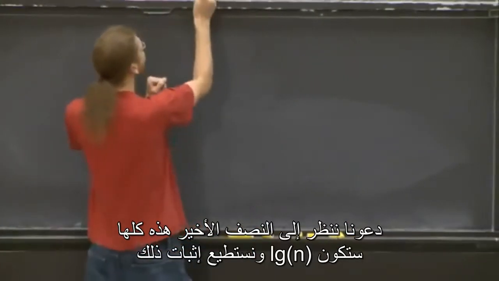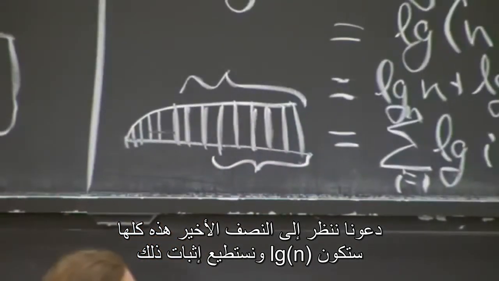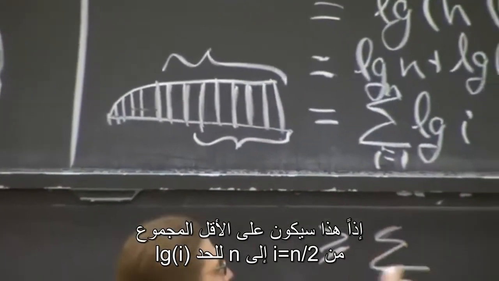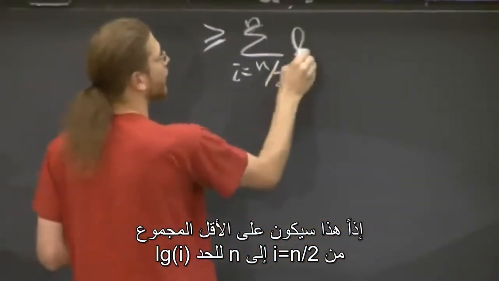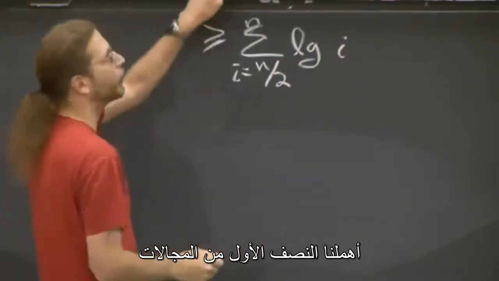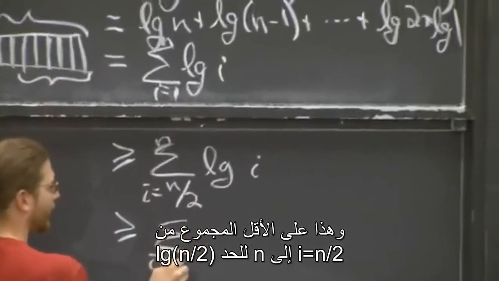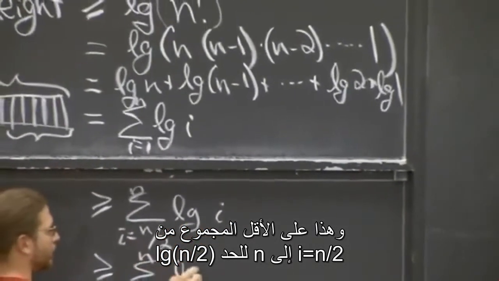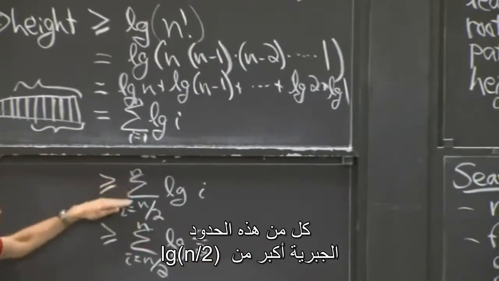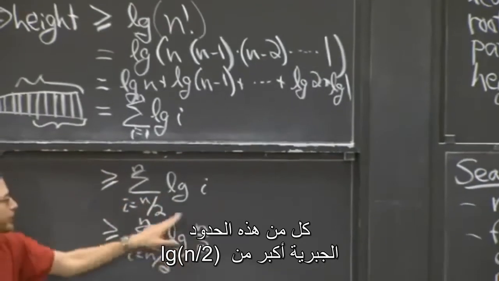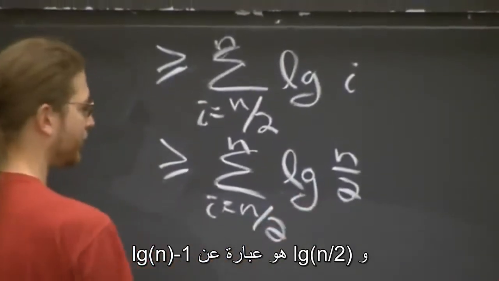But let's say you look at the last half. Those are all going to be basically log n. You can prove that. So this is going to be at least the sum where i equals n over 2 to n of log i, if I just throw away the first n over 2 terms. And this is going to be at least the sum from i equals n over 2 to n of log n over 2. Each of these terms is bigger than log n over 2. So if I just say they're all log n over 2, that's going to give me something even smaller. But log n over 2 is just log n minus 1.